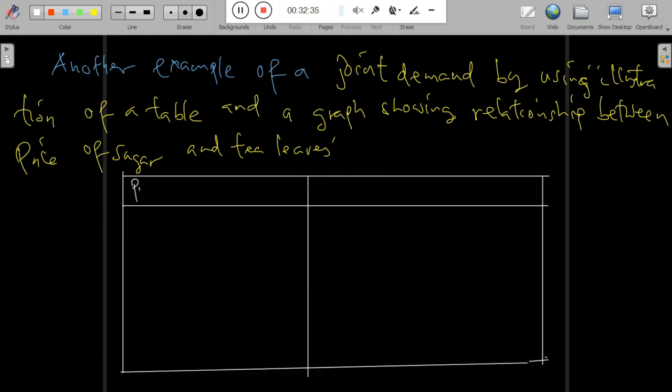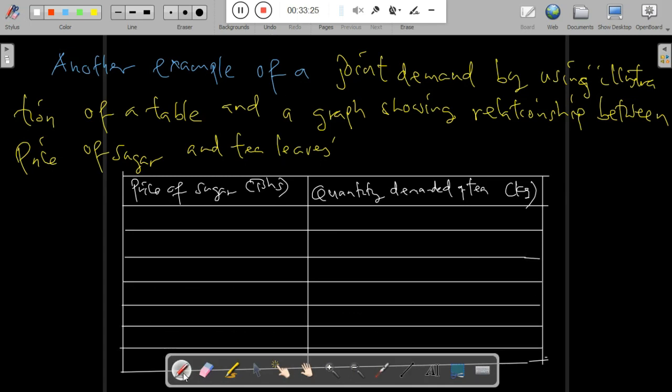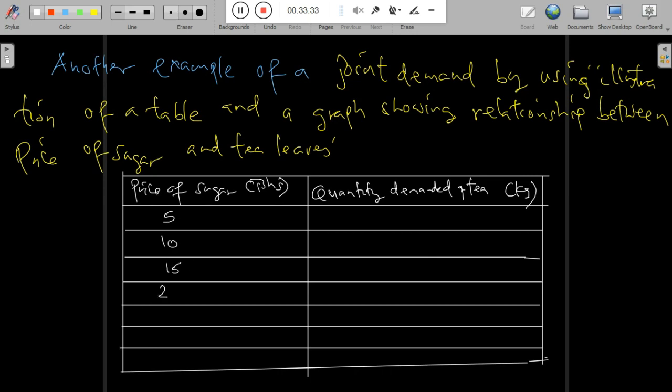So we have the price of sugar that costs 5, 10, 15, 20, 25, and 30 on the left-hand side, that is in Tanzanian shillings. But we also have the quantity demanded for tea leaves in kilograms, that is 6, 5, 4, 3, 2, and 1. It shows that any change in the price of sugar will also affect the quantity demanded of tea leaves.